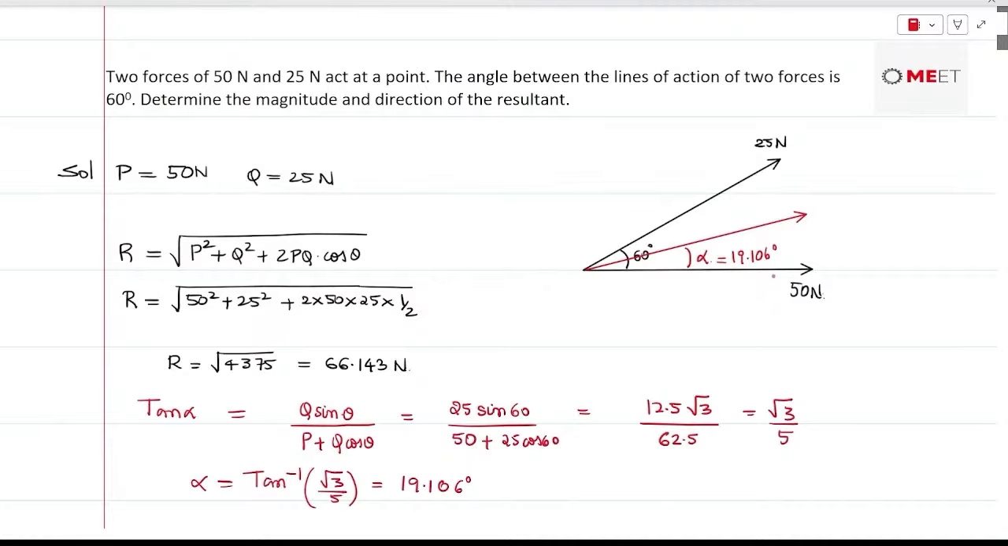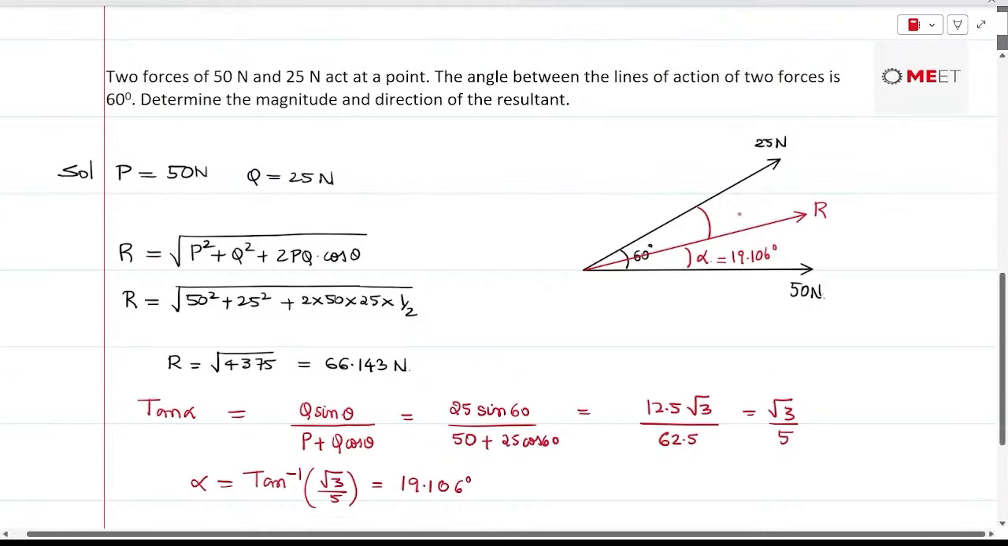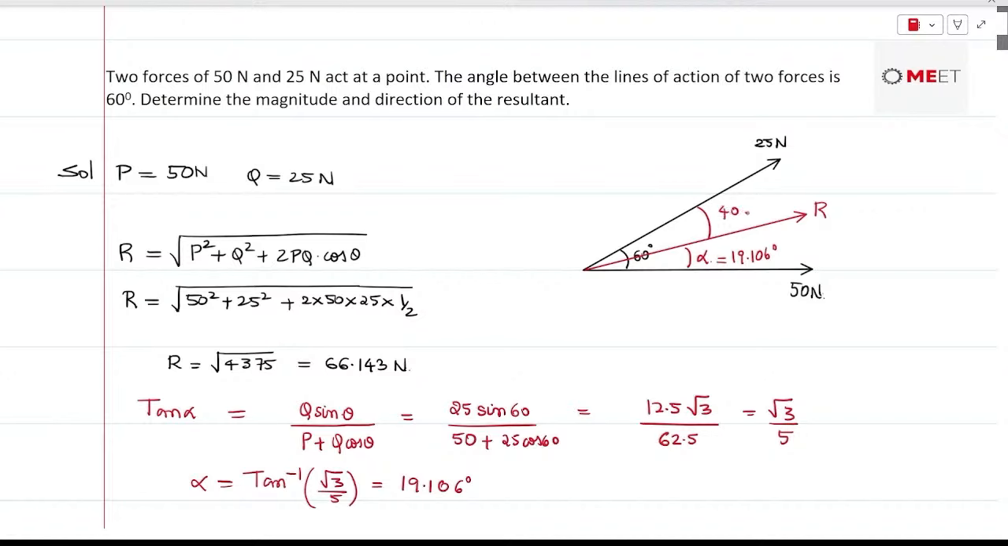So here it clearly indicates that the resultant will have closeness to the force which is higher in magnitude. The remaining angle comes out to be approximately 41 degrees. So R is very close to 50 newtons. Make sure you remember this point.